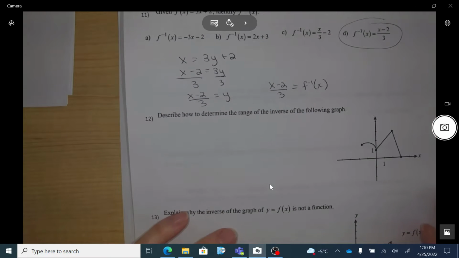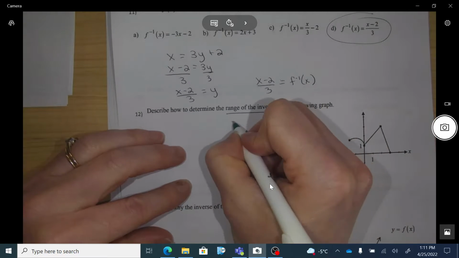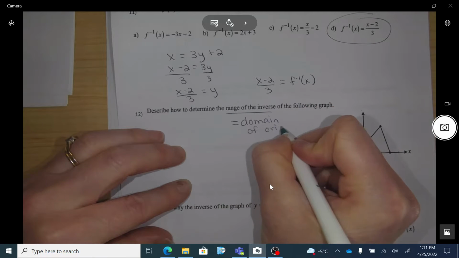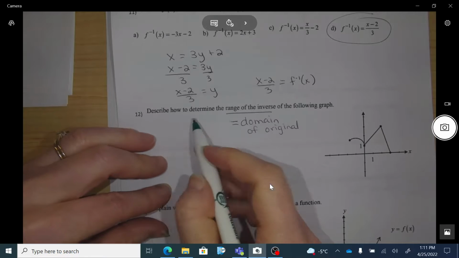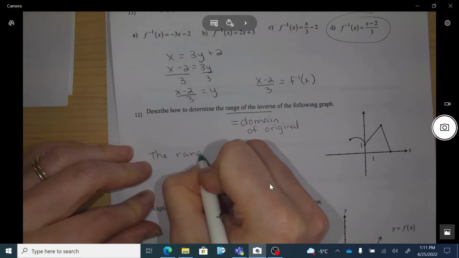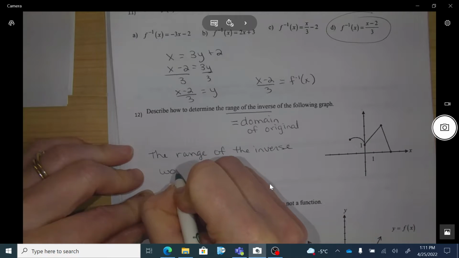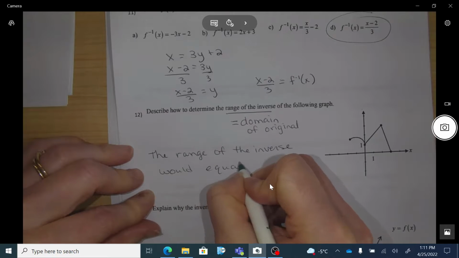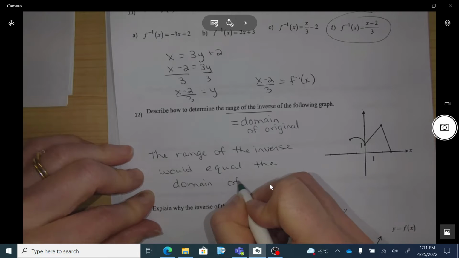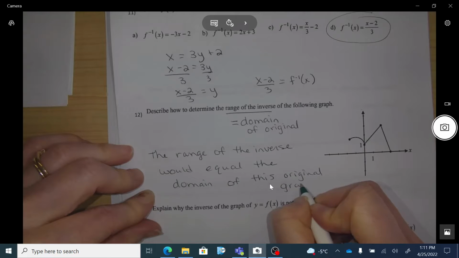Describe how to determine the range of the inverse. So the range of the inverse would equal the domain of the original. So describe, you can say the range of the inverse would equal the domain of this original graph.